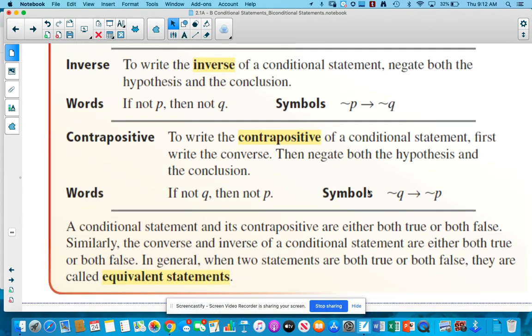And then the contrapositive is if not Q, then not P. So in symbols, not Q implies not P. Okay? A conditional statement and its contrapositive are either both true or both false. Similarly, the converse and inverse of a conditional statement are either both true or both false. In general, when two statements are both true or both false, they are called equivalent statements. Okay? So pause that, take a minute to write that down, and then I have another way.